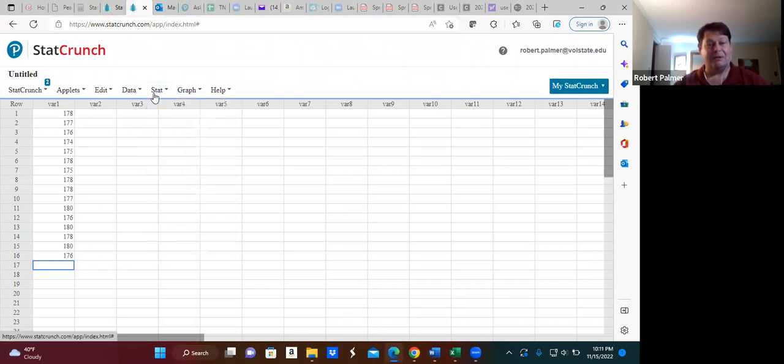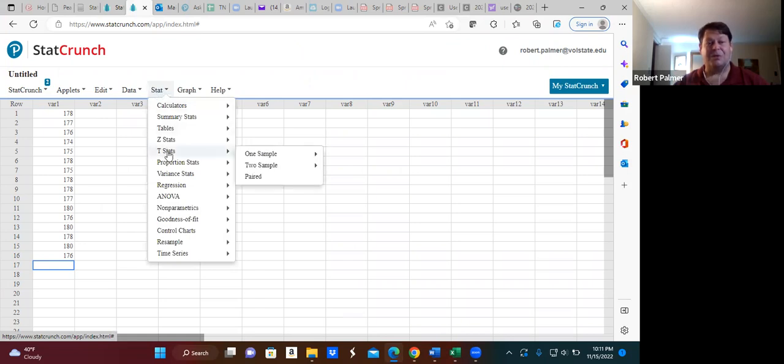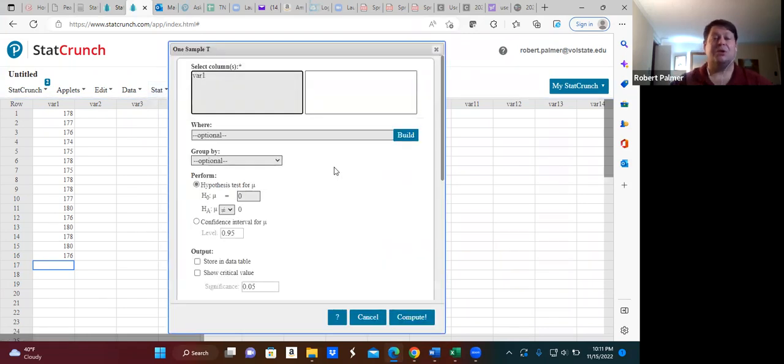So go to Stat. Once again, go to T Stats. The only thing different is the last step: T Stats, one sample, and then this time with data. It's going to ask you to select the columns you want. Variable 1 is where we have our data, so select that. And then the rest of it's exactly the same. Make sure our hypothesis is correct. This was equal to 162 for the null, and for the alternate, HA, we want to choose greater than.